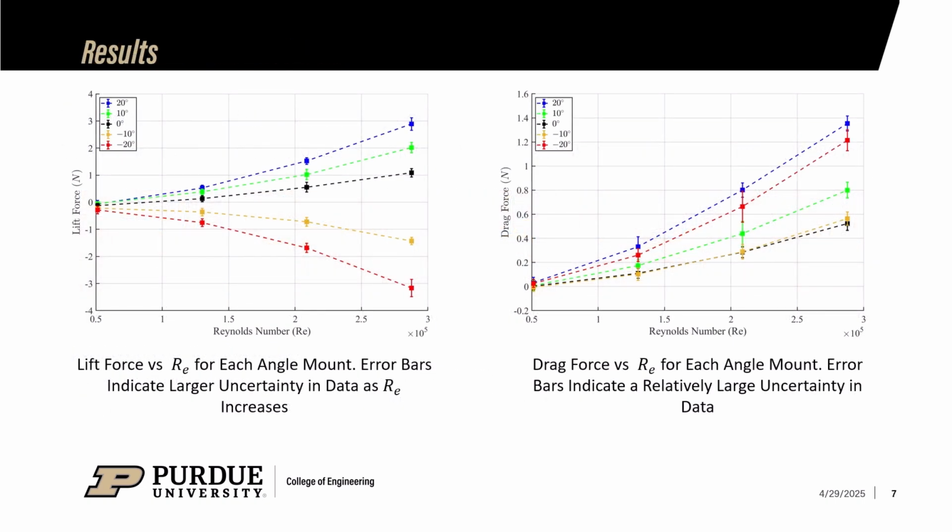Took the LVDT readings and then processed the data on MATLAB to convert the voltage outputs to newtons as well as coefficients of lift and drag. First, on the left, the graph displays the lift force for each of the rocket angles as well as Reynolds numbers. For each line, as Reynolds numbers increase with velocity increases, the force, either positive or negative, also increases and gets further away from zero.